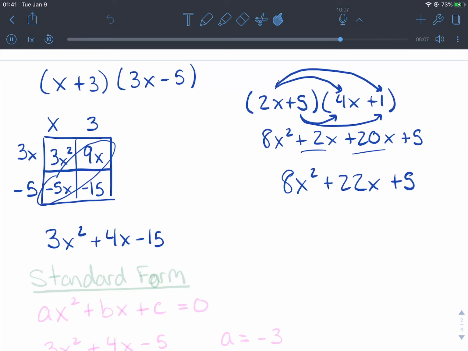Moving on, when we do quadratic equations, we like to put it in what's known as standard form.